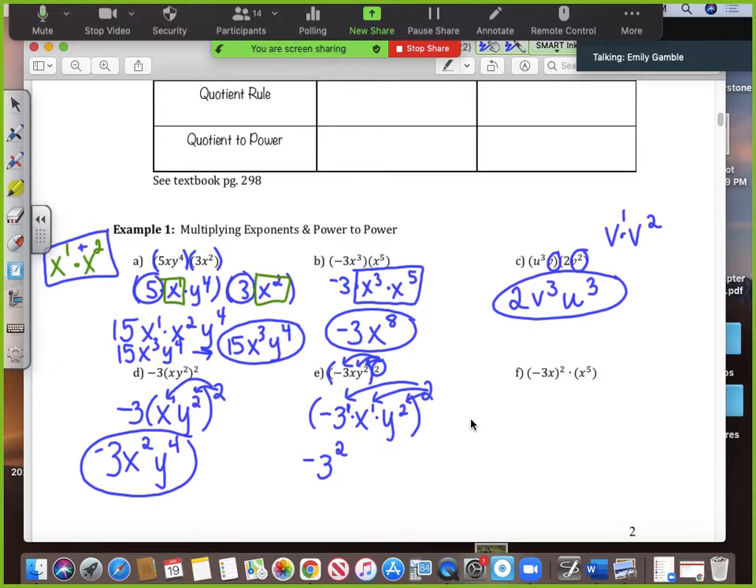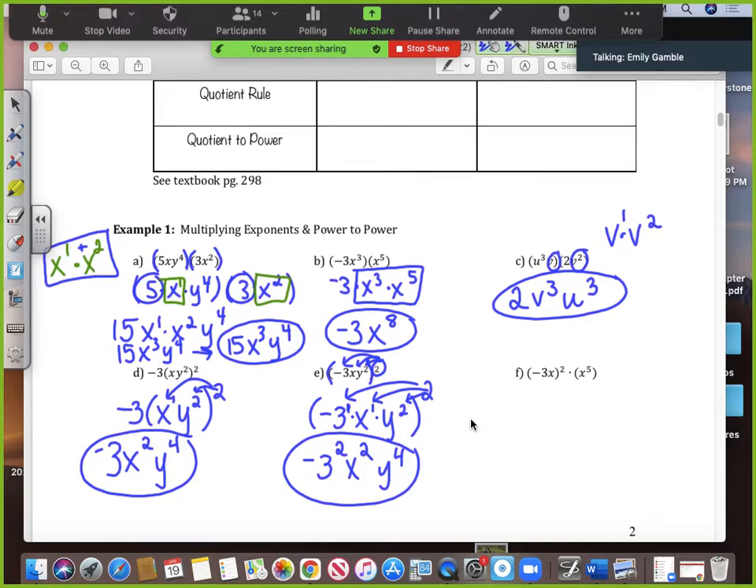Times x to the first power to the second power would be 1 times 2, which is going to be x squared. And y to the second power to another second power would be 2 times 2 is 4. This would be y to the fourth power. There's nothing we can do to simplify this problem, so it is what it is. It's just -3 squared times x squared times y to the fourth power.